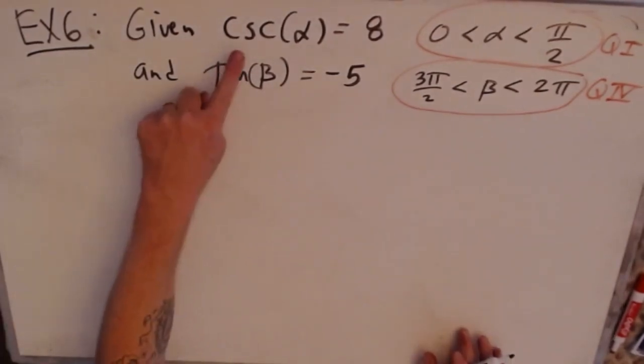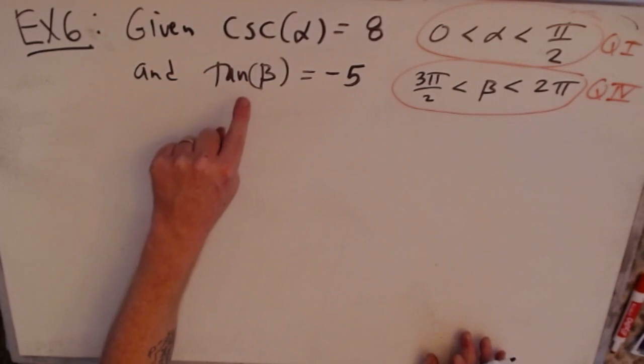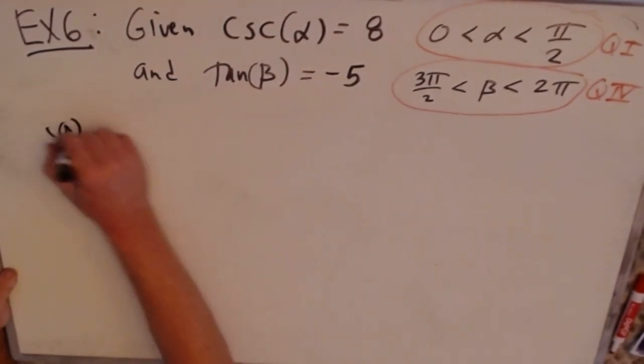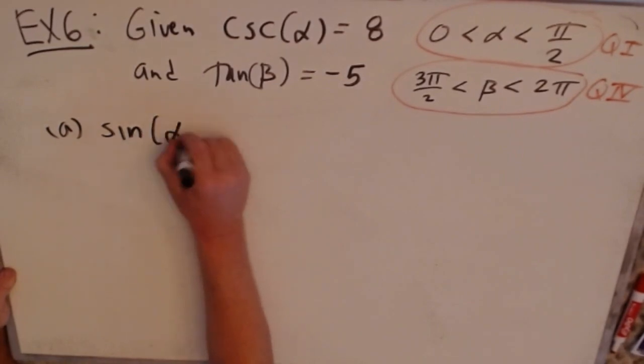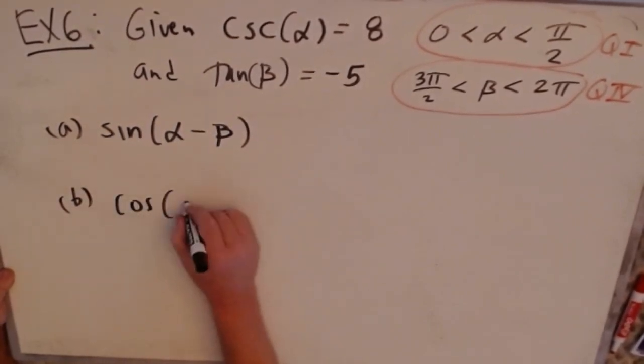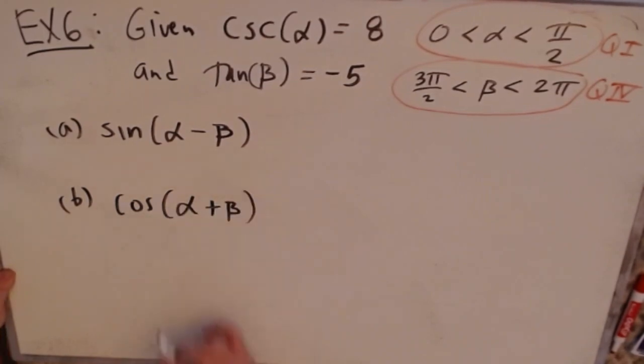So I'm giving you cosecant and tangent, okay? And I want 2 parts. I want to know what's sine of alpha minus beta and what's cosine of alpha plus beta. So 2 different parts.